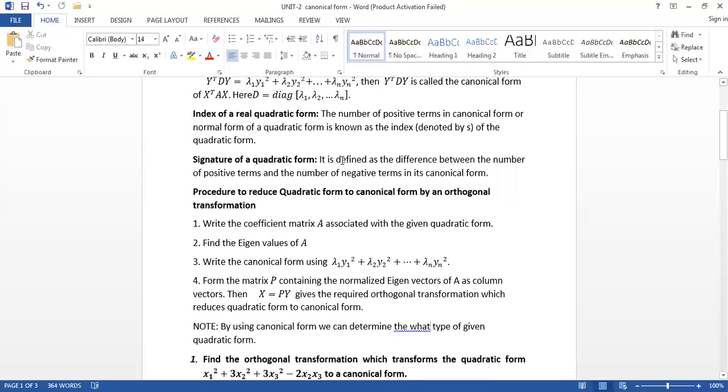Signature of a quadratic form. It is defined as the difference between the number of positive terms and the number of negative terms in its canonical form. So signature is defined as the difference between the number of positive terms and the number of negative terms in its canonical form.